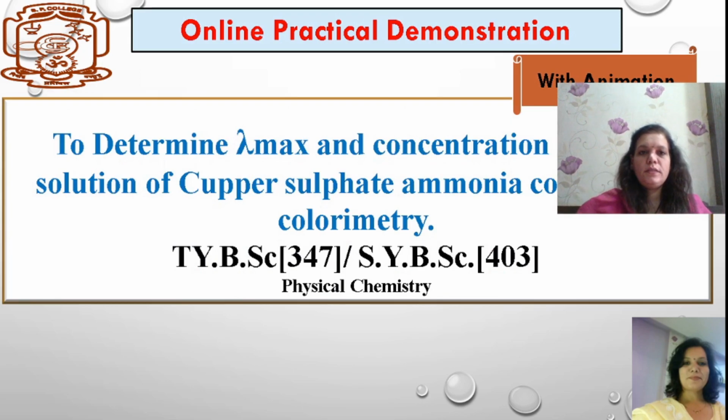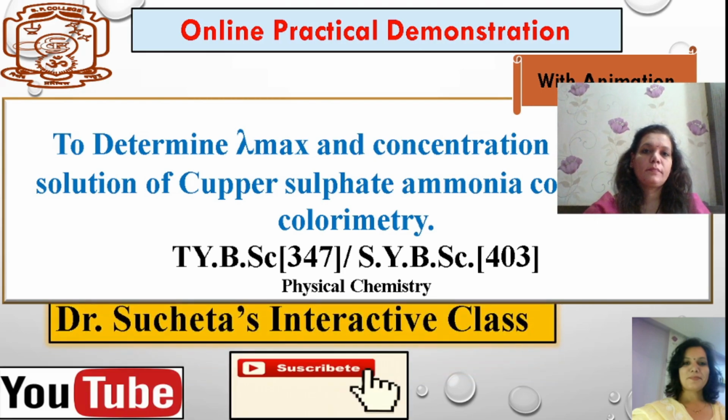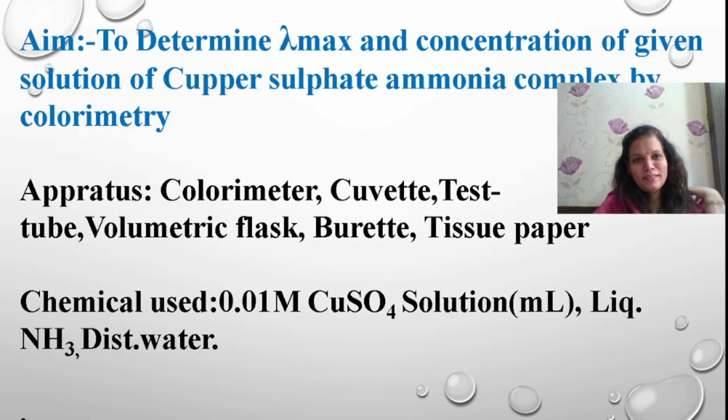Today we'll see one of the online practical demonstrations with animation for a colorimetry experiment, where we are going to determine the lambda max and concentration of a given unknown solution for copper sulfate ammonia complex. So today's experiment is to determine the maximum absorbing wavelength for copper sulfate ammonia complex and to find out the unknown concentration of the same complex.